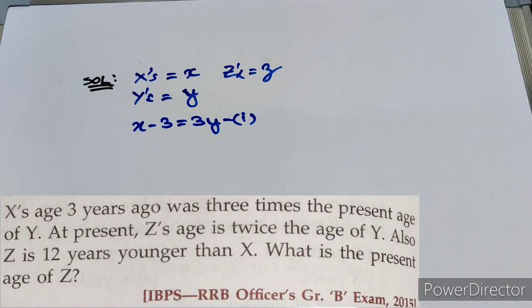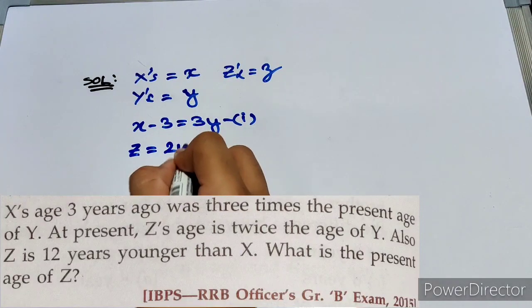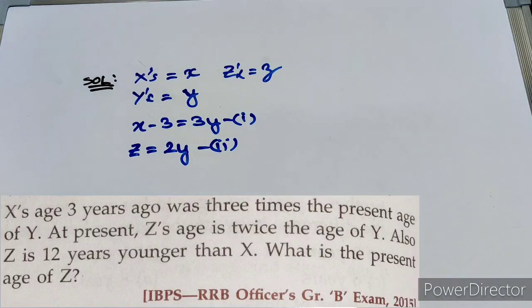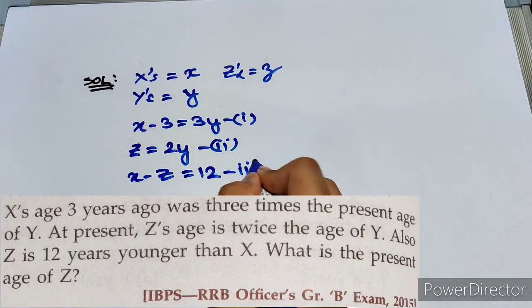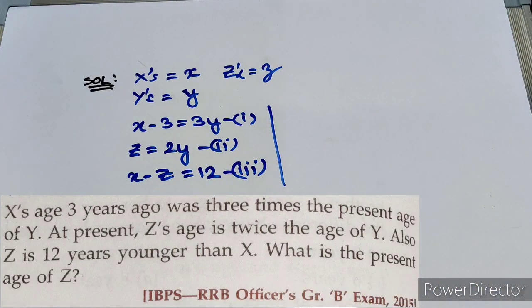At present z's age is twice the age of y. z's age is equals to twice the age of y, second equation. And the third is, z is 12 years younger than x. So x minus z is equals to 12. Just read the question and frame the equation, that's all. This will make the whole chapter easy for you.